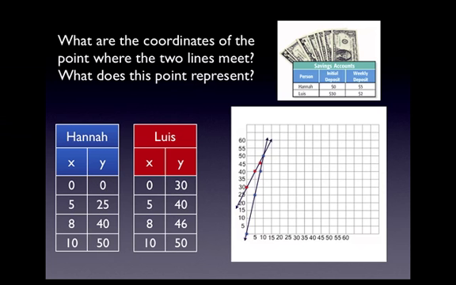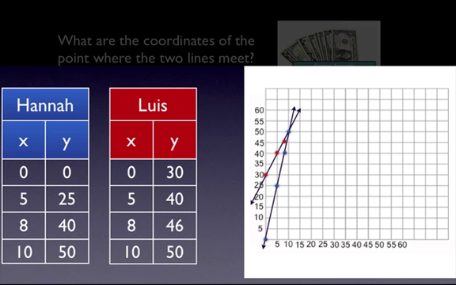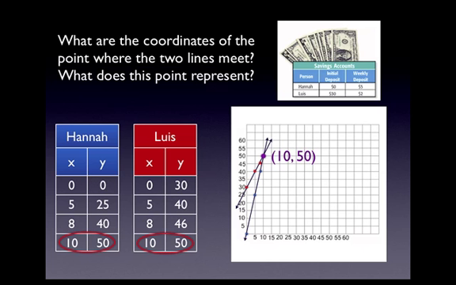Now, what are the coordinates of the point where the two lines meet? And what does this point represent? All right. Well, the point where they both meet is the same in each of our tables here. We have (10, 50). What that represents is the point at which Hannah and Lewis have the same amount of money in their savings account. And it took them both 10 weeks to get to that amount.